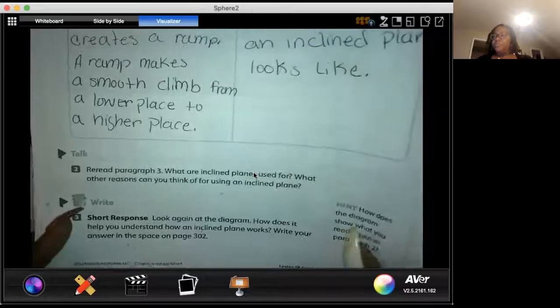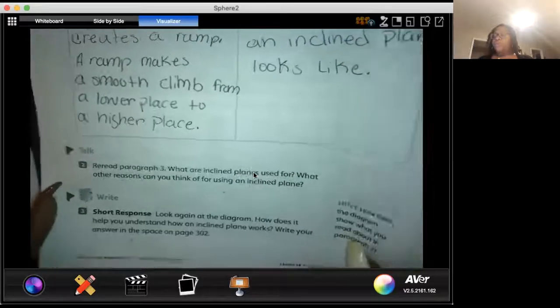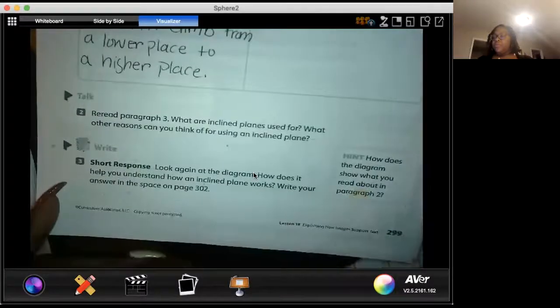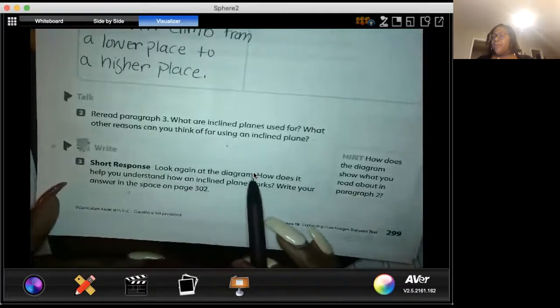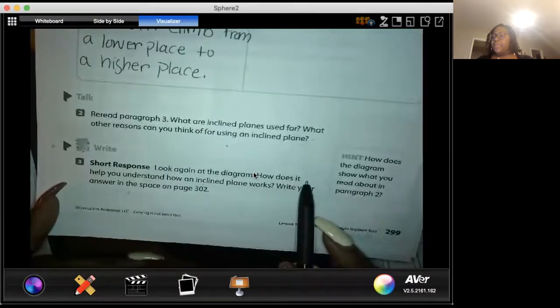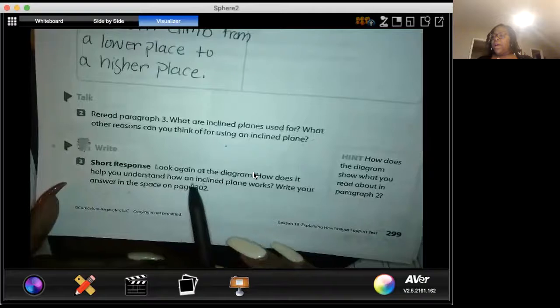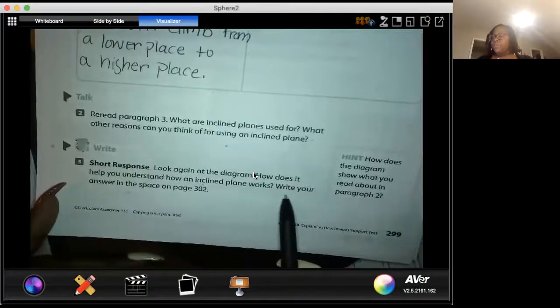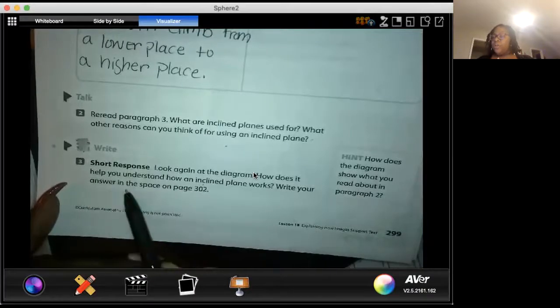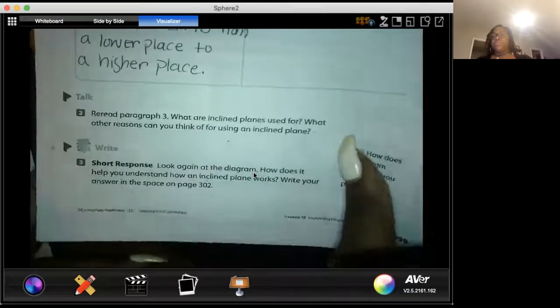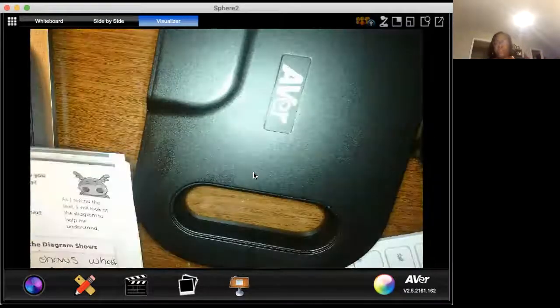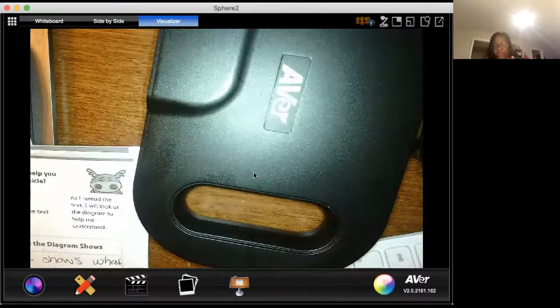Okay. Now we're going to go to our short response. The short response says, look again at the diagram. How does it help you understand how an inclined plane works? Write your answer in the space on page 302. So let's turn to page 302.